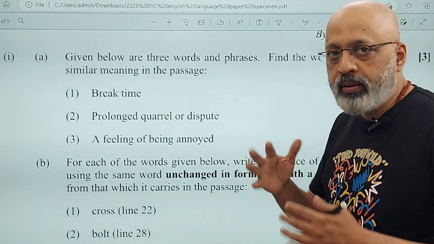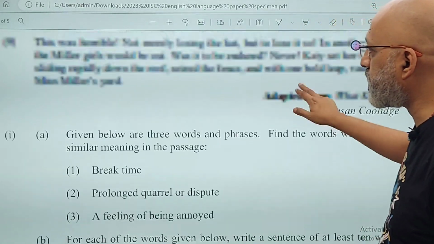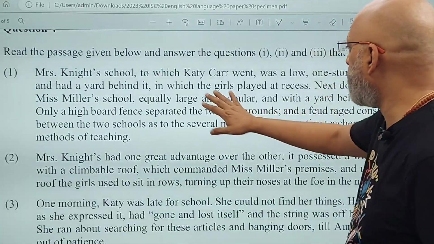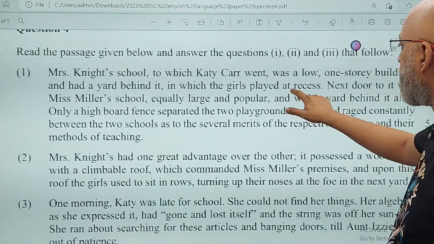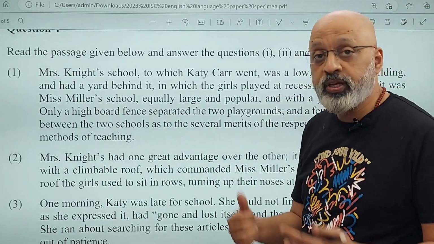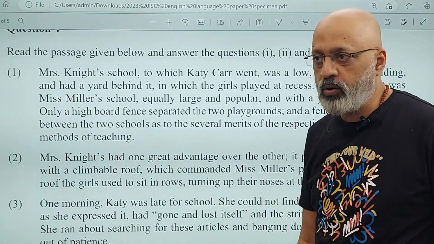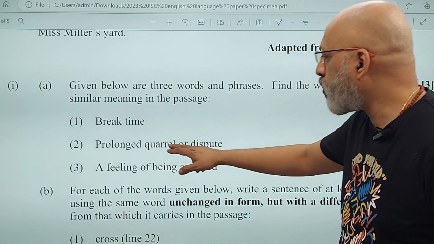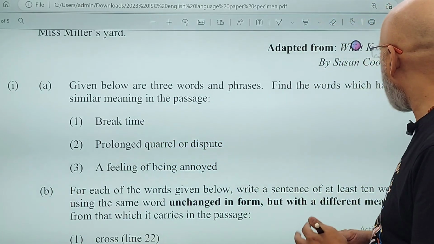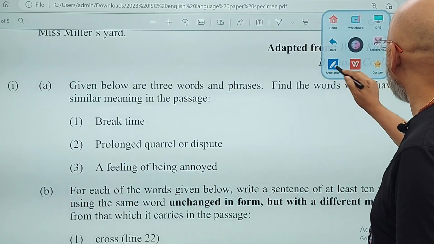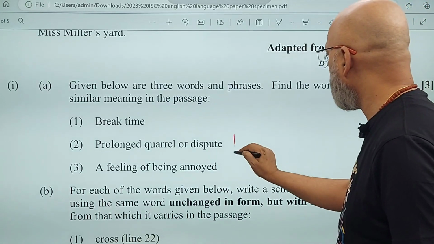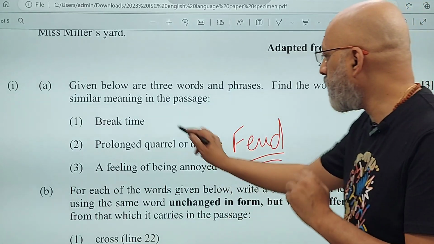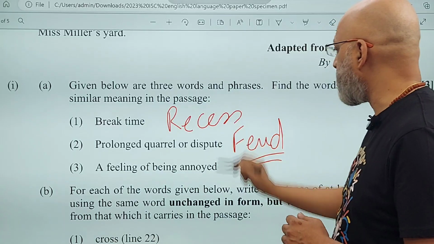So break time, break time means that there is some kind of a break. Now in this, if you go and see in the first paragraph itself, there is a word, the girls played at recess. Recess तो हमको मालूम है, lunch time को recess बोलते हैं. So for break time you need to write recess out there, right? The second question relates to prolonged quarrel or dispute. There is a word out there which is feud. It is there in the passage. You'll be able to see, right? So this is recess. Okay, feud.